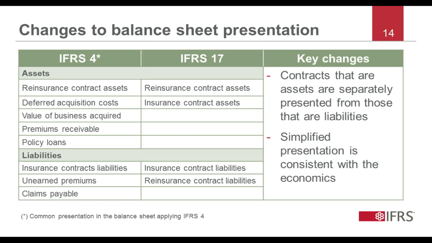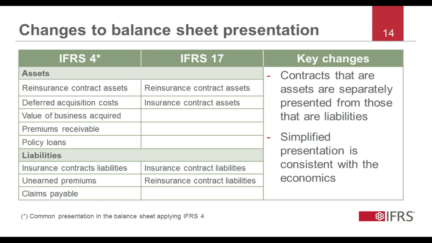So, for example, as you can see on the slide, there will be a line for deferred acquisition costs and policy loans on the asset side, and unearned premium on the liability side. Applying IFRS 17, that presentation will be simplified, and the entity will present the group of insurance contracts as one line item that will reflect a bundle of rights and obligations.